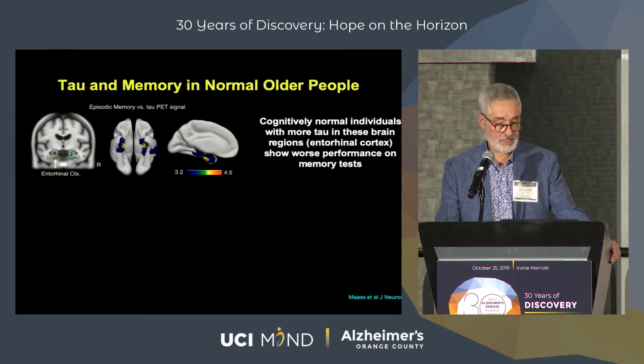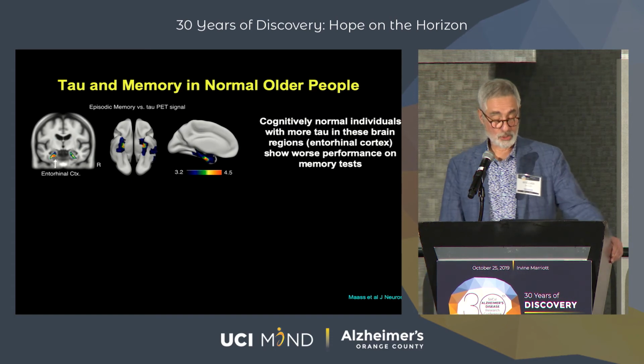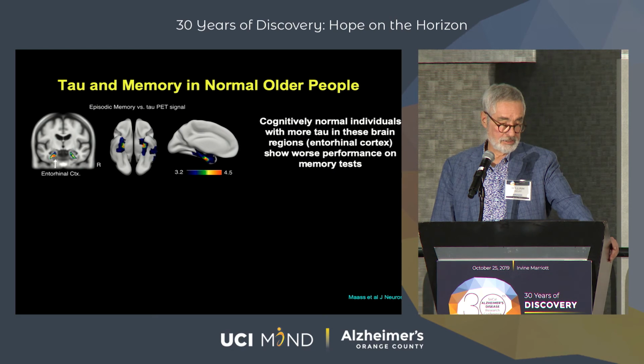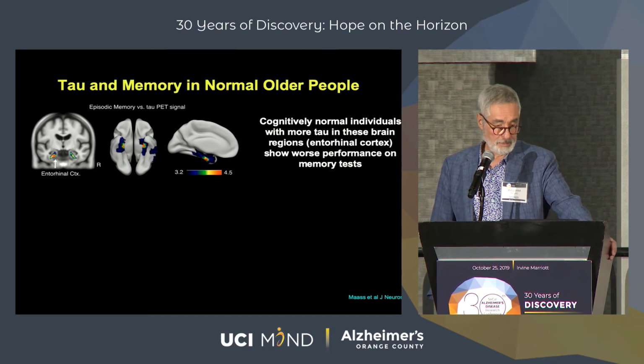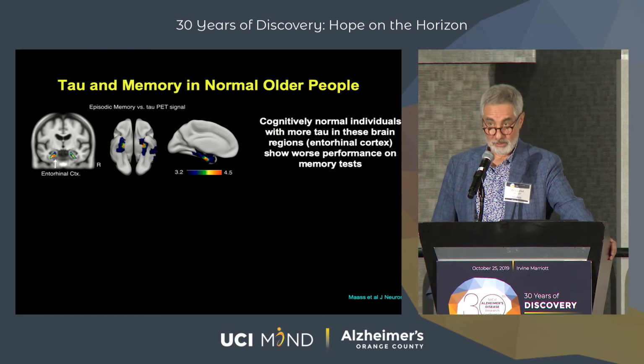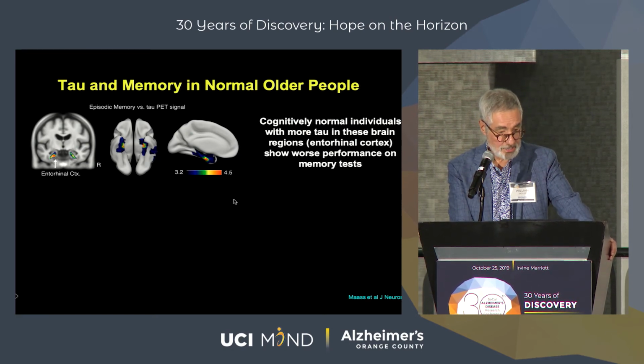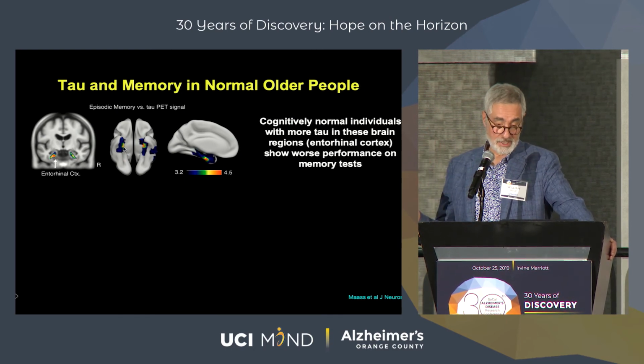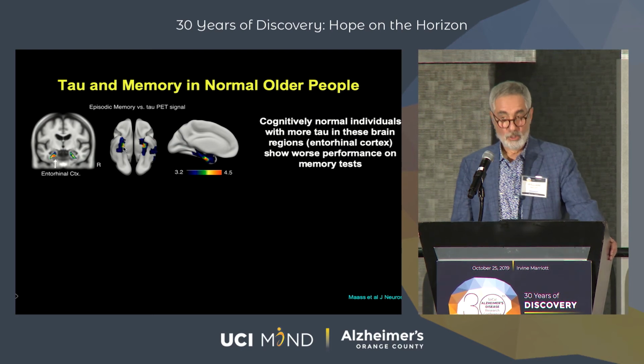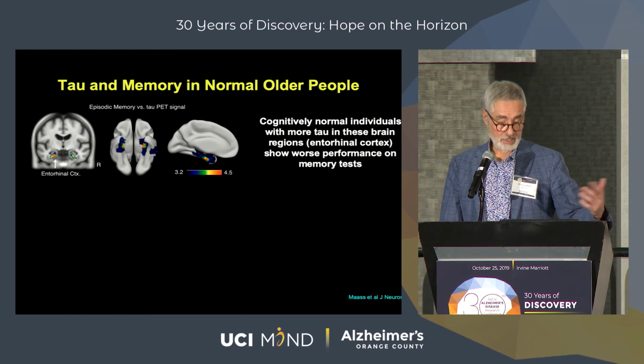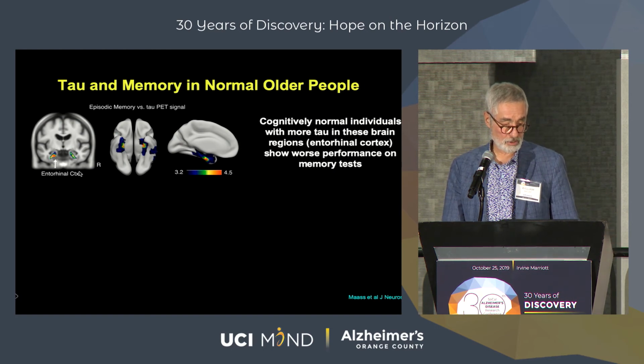And then finally, this is the relationship between tau and memory in cognitively normal older people. So what you're seeing here is a map where we took our normal subjects. There were something like 80, all completely normal older people, and we ran a correlation between their performance on memory tests and the amount of tau in the brain. And what you see in these little spots are areas of the brain where as the tau went up, the memory went down. So these are, again, normal people, but they're depositing tau in this area in the medial temporal lobe. This is the entorhinal cortex, very close to the hippocampus. And as people had more tau in these brain regions, their memory declined.